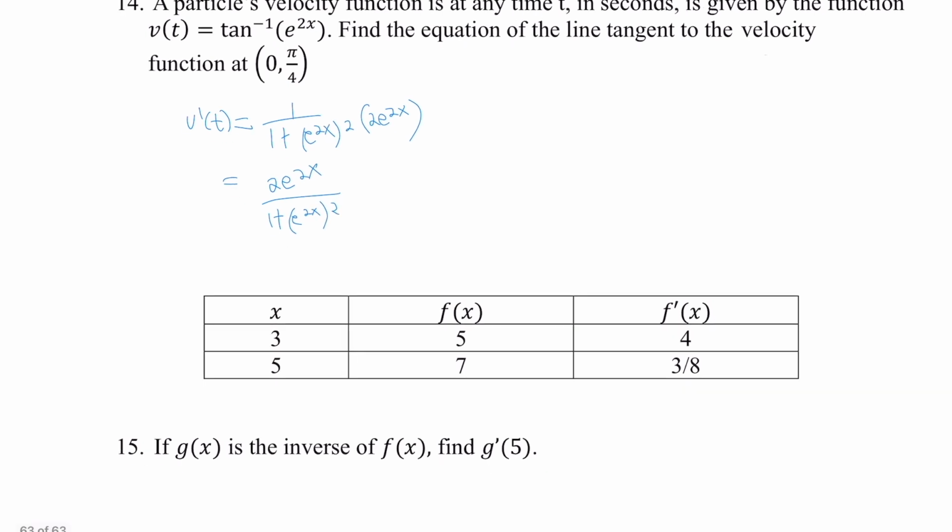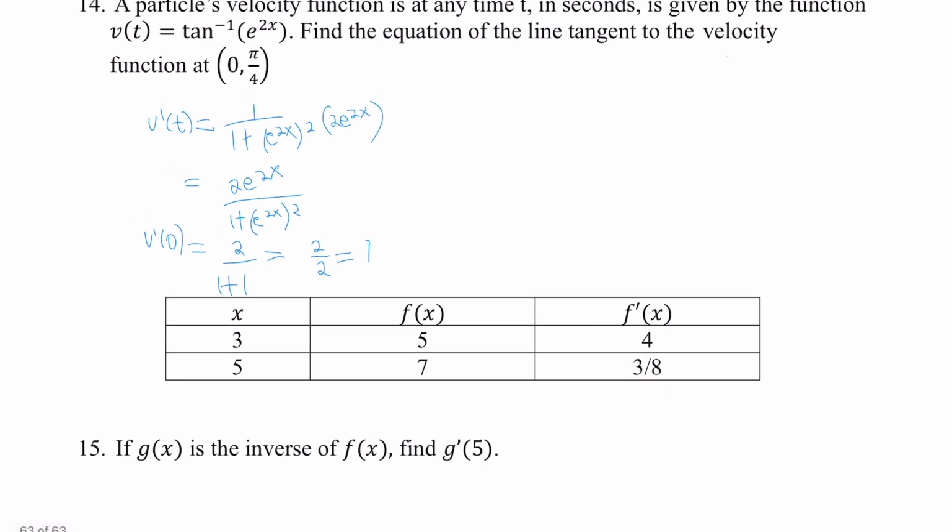Okay, and then v prime 0 is going to be 2, right? 2 all over 1 plus 1, which is 2 over 2 or 1, right? So our v prime 0 is going to be 1, and then y minus pi over 4 equals 1 times x minus 0. So y equals x plus pi over 4 would be our answer.